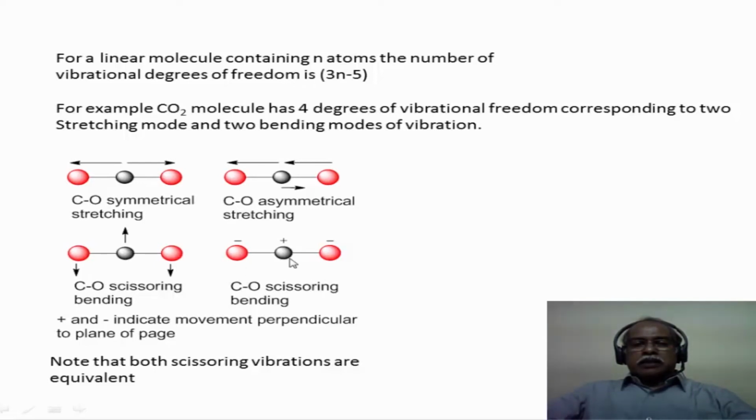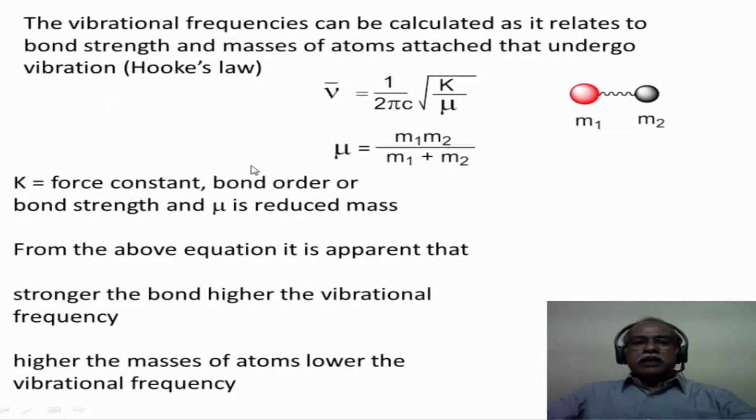Suppose you consider motions above and below the plane of the paper, in other words, the 2 oxygens go below the plane of the paper and the 1 oxygen comes above the plane of the paper, this is also another scissoring mode. Both these vibrations are equivalent vibrations, except they occur in 2 different planes. So these are the 4 degrees of vibrational freedom or the normal modes of vibration for a molecule like carbon dioxide. Now, how does one calculate the vibrational frequencies which are related to bond strength as well as the masses of the atoms that are connected to the bond?